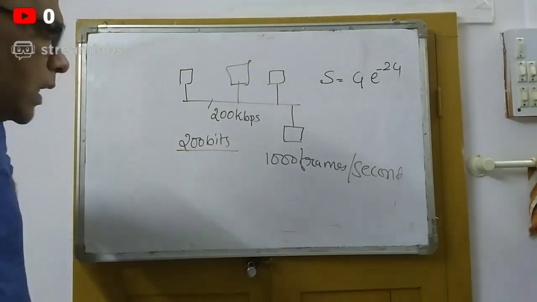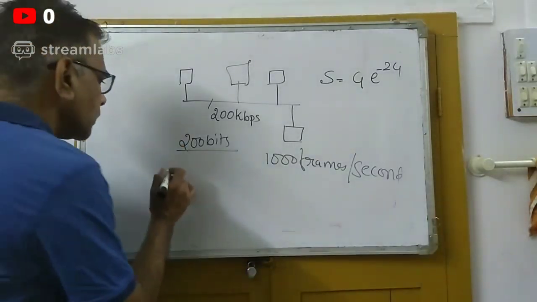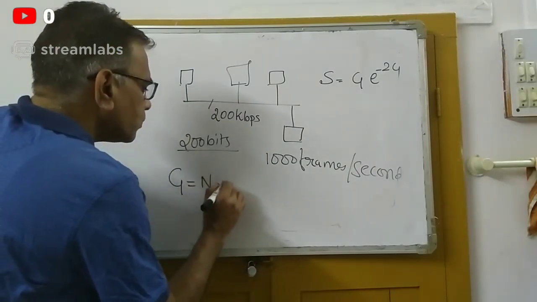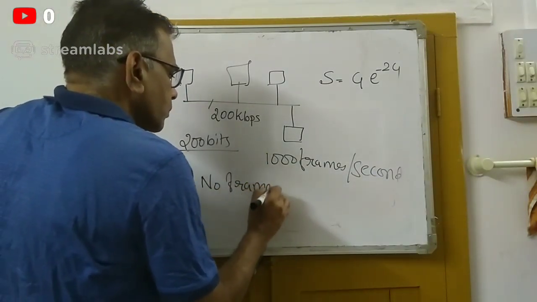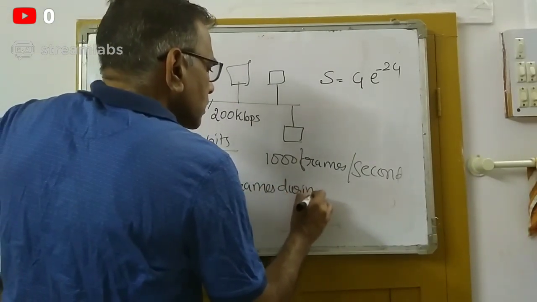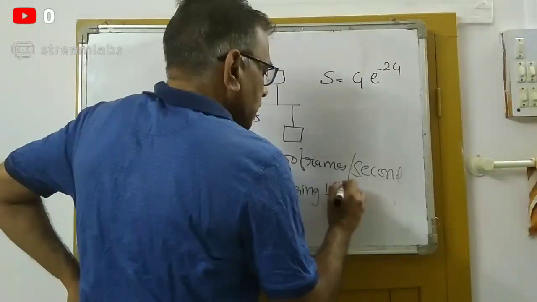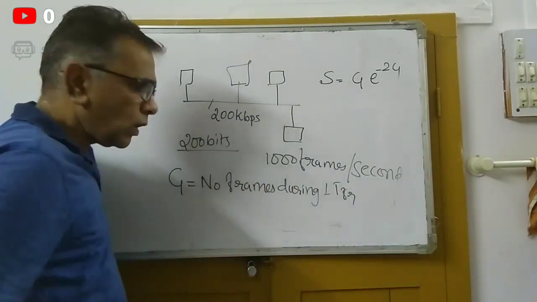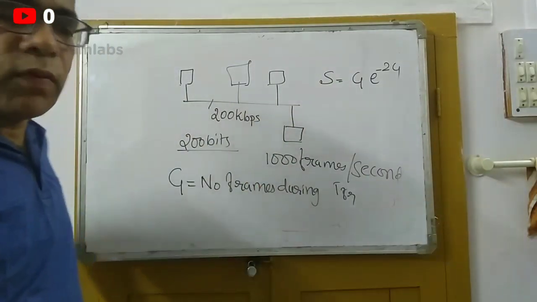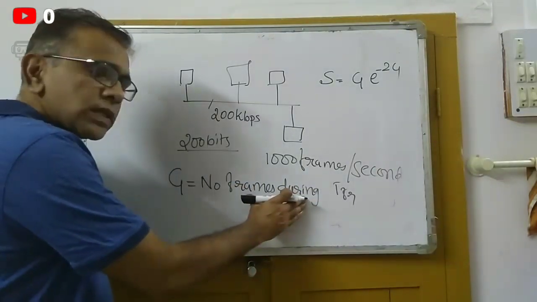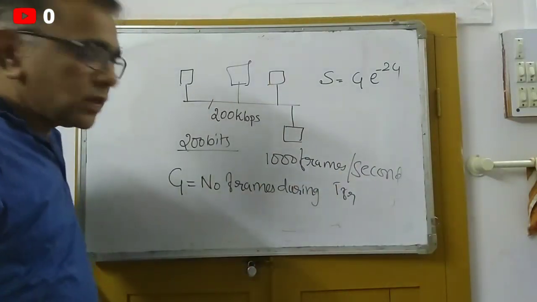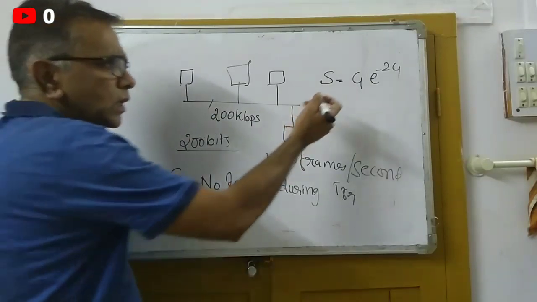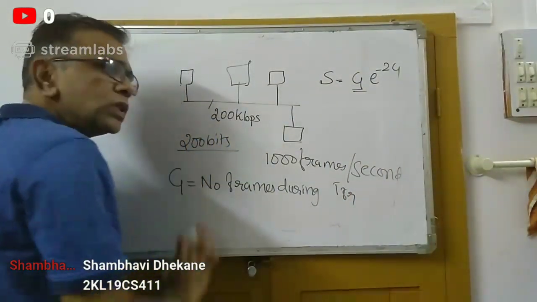To start with, first I find out G. What is G? G is the number of frames during 1 frame transmission time, which I will call TFR. Simply put, the number of frames present during 1 frame transmission time will be the value of G. That will decide the throughput. So what we need to find out here is G.